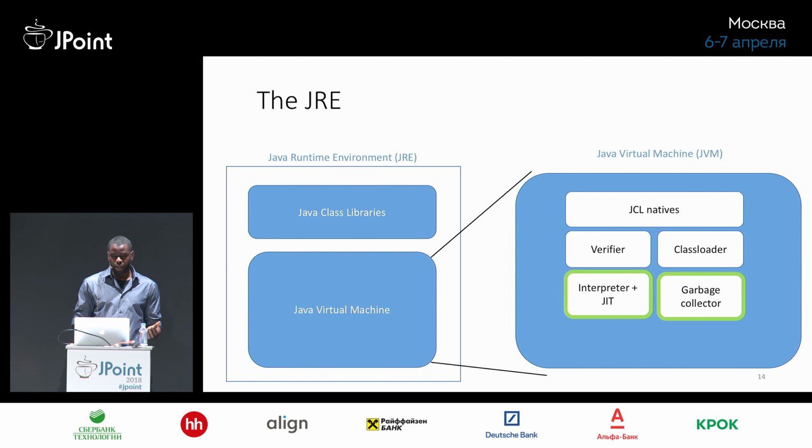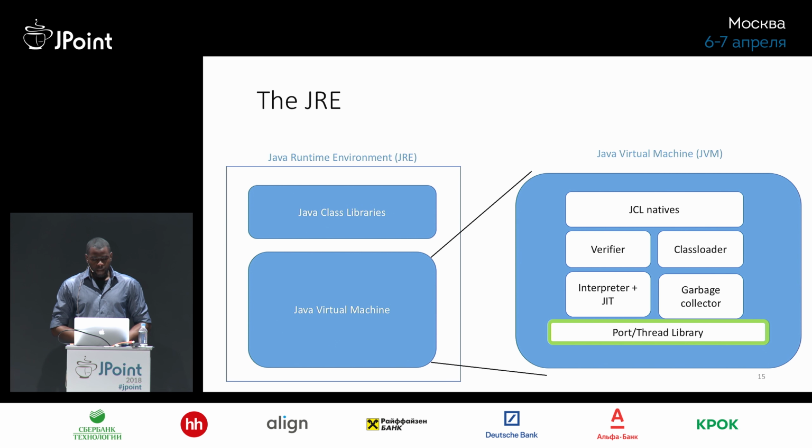And then the interpreter and the JIT are the bytecode execution components. The interpreter basically has routines that execute each bytecode. And the JIT is a dynamic compiler that compiles the bytecode into platform-specific code. The garbage collector is essentially a memory manager responsible for memory allocations and recycling. And at the base level is the port and thread library, which is an abstraction layer over the platform-specific system calls.